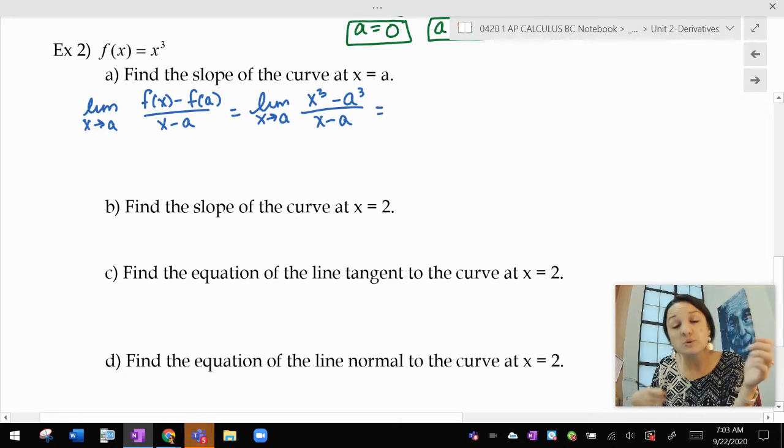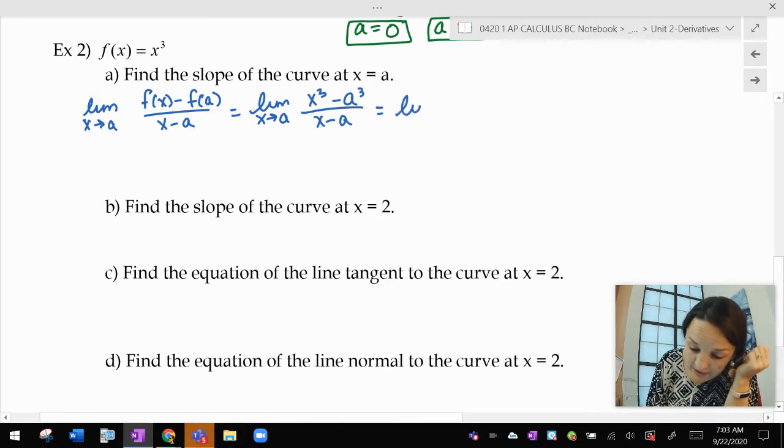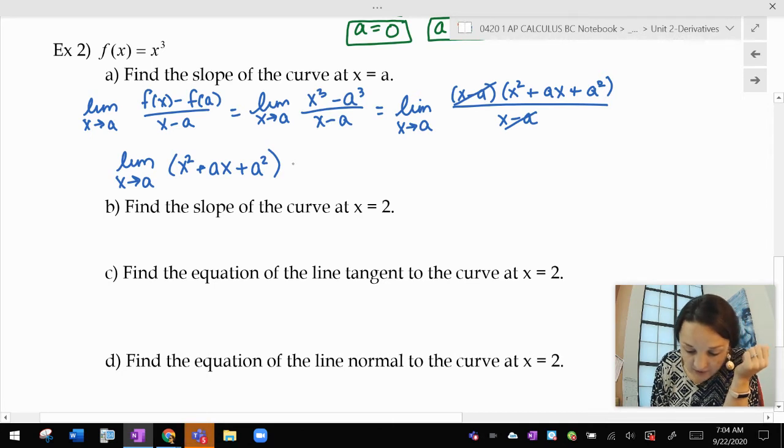And those are 2 cubes, so I can factor using the formula for the difference of 2 cubes, which is that SOAP thing. Same, opposite, always positive, which is x minus a, x squared plus ax plus a squared divided by x minus a, which is now the limit as x approaches a of x squared plus ax plus a squared. And if x is approaching a, I can replace all the x's with a's and get a squared plus a squared plus a squared, which is 3a squared.